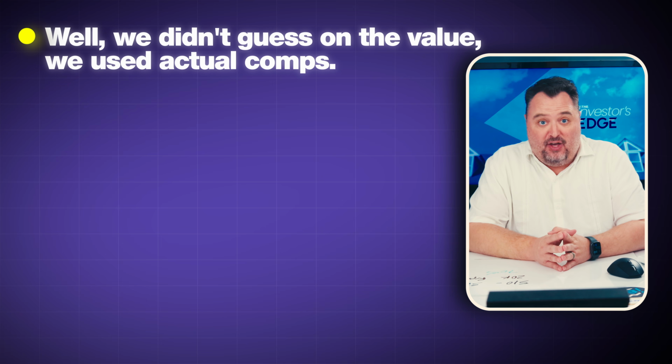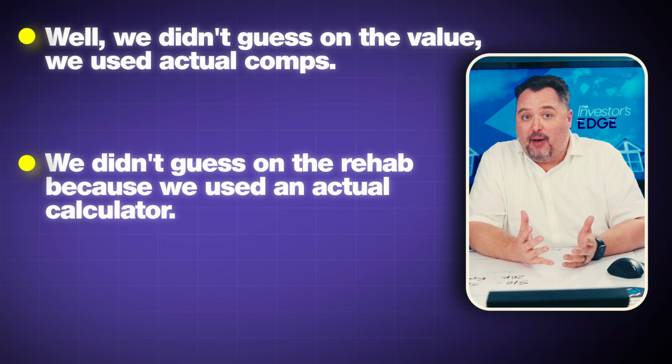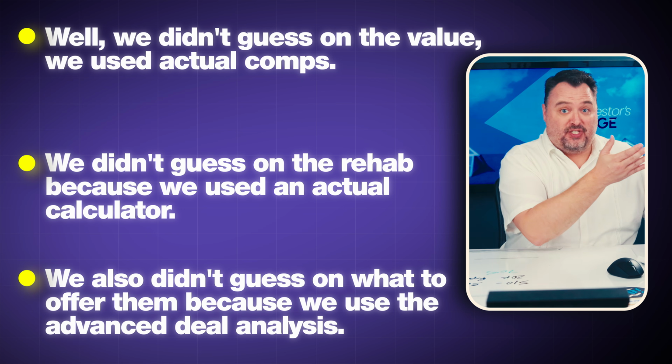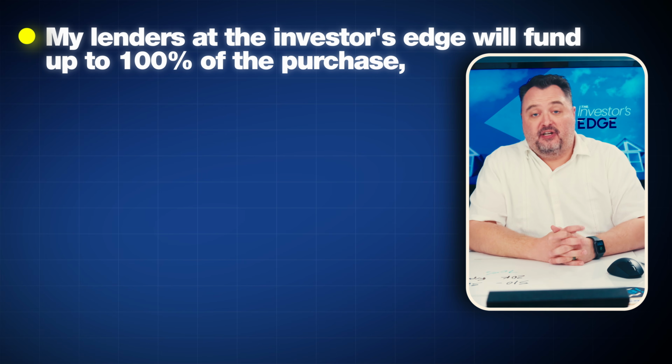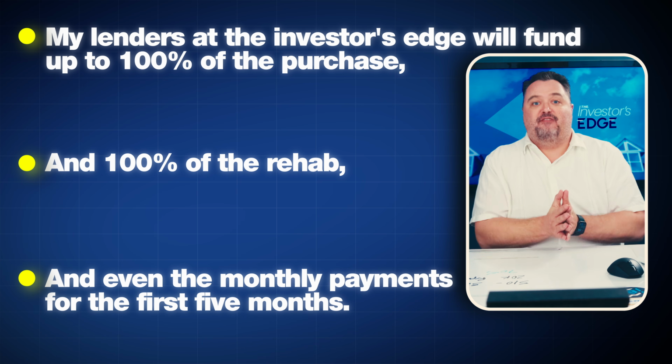Well, we didn't guess on the value. We used actual comps, and we didn't guess on the rehab because we used an actual calculator. We also didn't guess on what to offer them because we used the advanced deal analysis. This isn't luck, it's a system. We found the deal using shadow inventory, we qualified it with the calculator, and now we fund it because this deal fits the advanced deal analysis rules. My lenders at the Investor's Edge will fund up to 100% of the purchase and 100% of the rehab and even the monthly payments for the first 5 months.